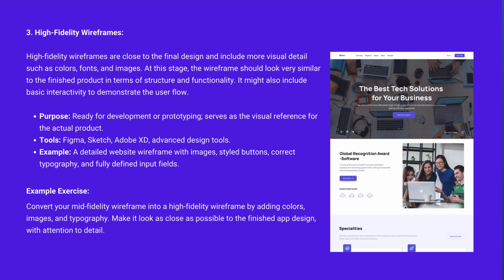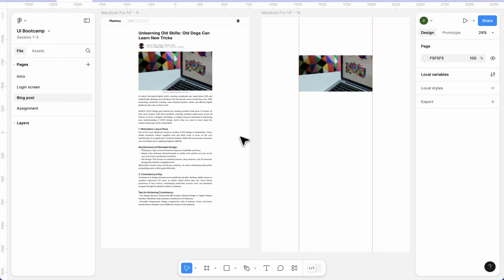Our example for this is to take what we have in our mid-level fidelity and convert it into high fidelity. Now we can jump back to Figma and create our low fidelity, mid fidelity, and high fidelity of the food delivery app. Here in Figma, I want us to use this add button here to create a new page.